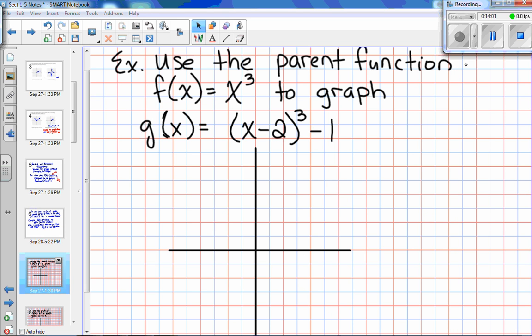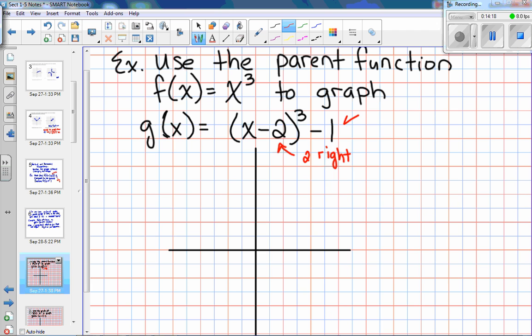On this one, we're going to use the parent function f of x equals x cubed to graph g of x equals (x minus 2) quantity cubed minus 1. So think about what's going to change. Remember what this does: 2 to the right this time goes the opposite direction of the sign, and this one down 1. So our point of inflection is going to move. Instead of (0, 0), it will be at the point (2, negative 1). So I'm going to plot that point to start with.